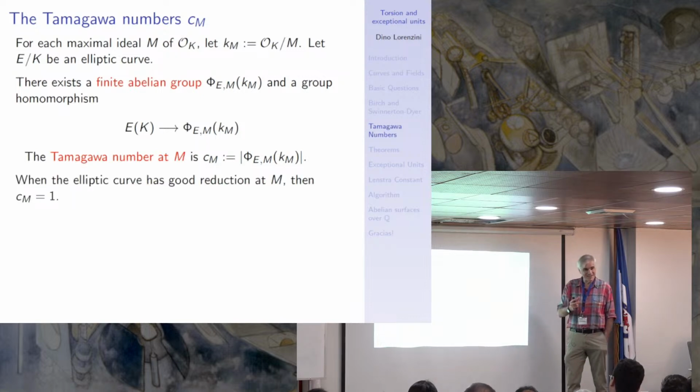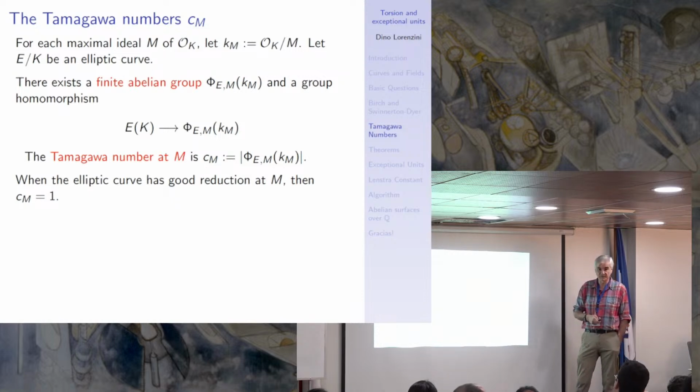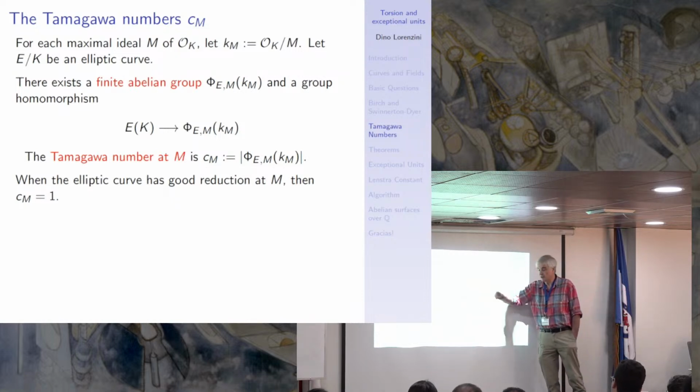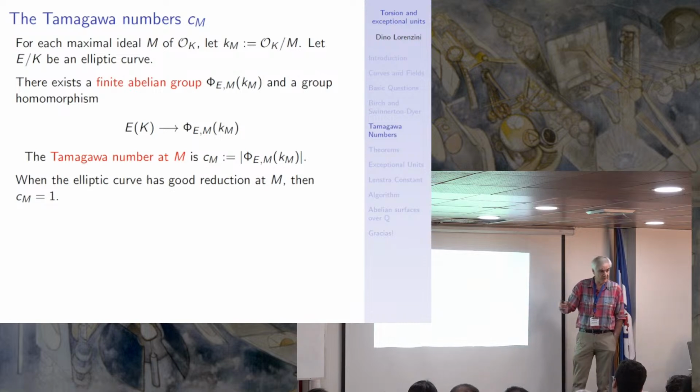And again, the thing to remember is that if you have good reduction, then it's 1. The Néron model is connected. I have an elliptic curve in reduction, so there is no Tamagawa number that is of interest. So these little guys appear only at the places of non-good reduction.